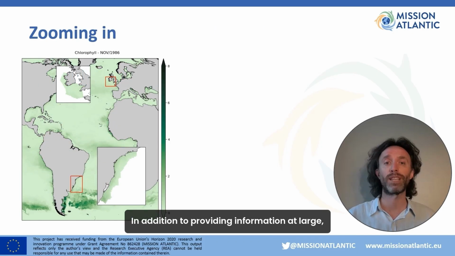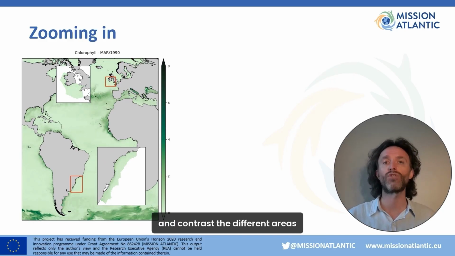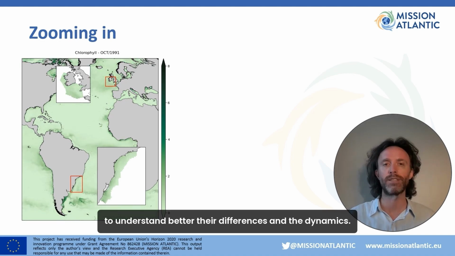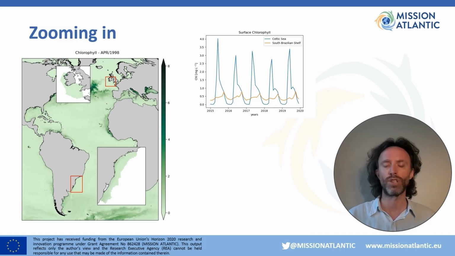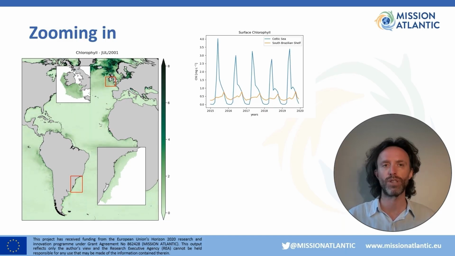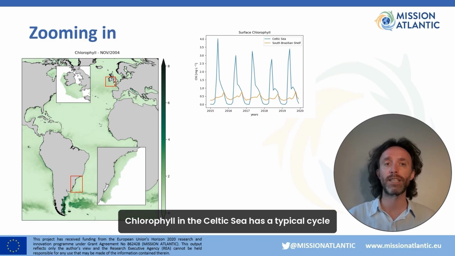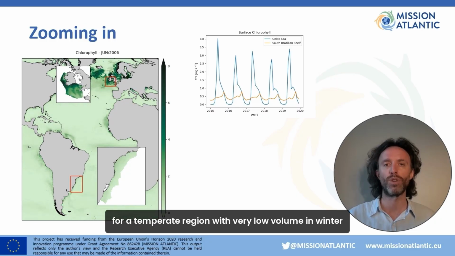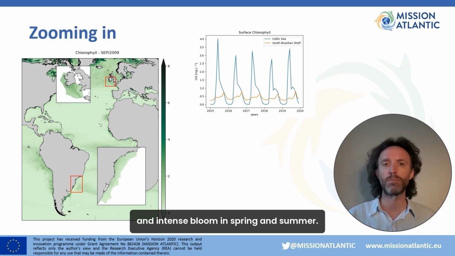In addition to providing information at the scale of the whole ocean basin, models like this can also be used to compare and contrast different areas to better understand their differences and their dynamics. Here, for instance, we compare the surface chlorophyll as simulated by the model in the Celtic Sea and in the southern Brazilian shelf. The blue line is for the Celtic Sea and the orange one is for the southern Brazilian shelf, two of the Mission Atlantic case studies. Chlorophyll in the Celtic Sea has a typical cycle for a temperate region, with very low values in winter due to the lack of light, and intense bloom in spring and summer.